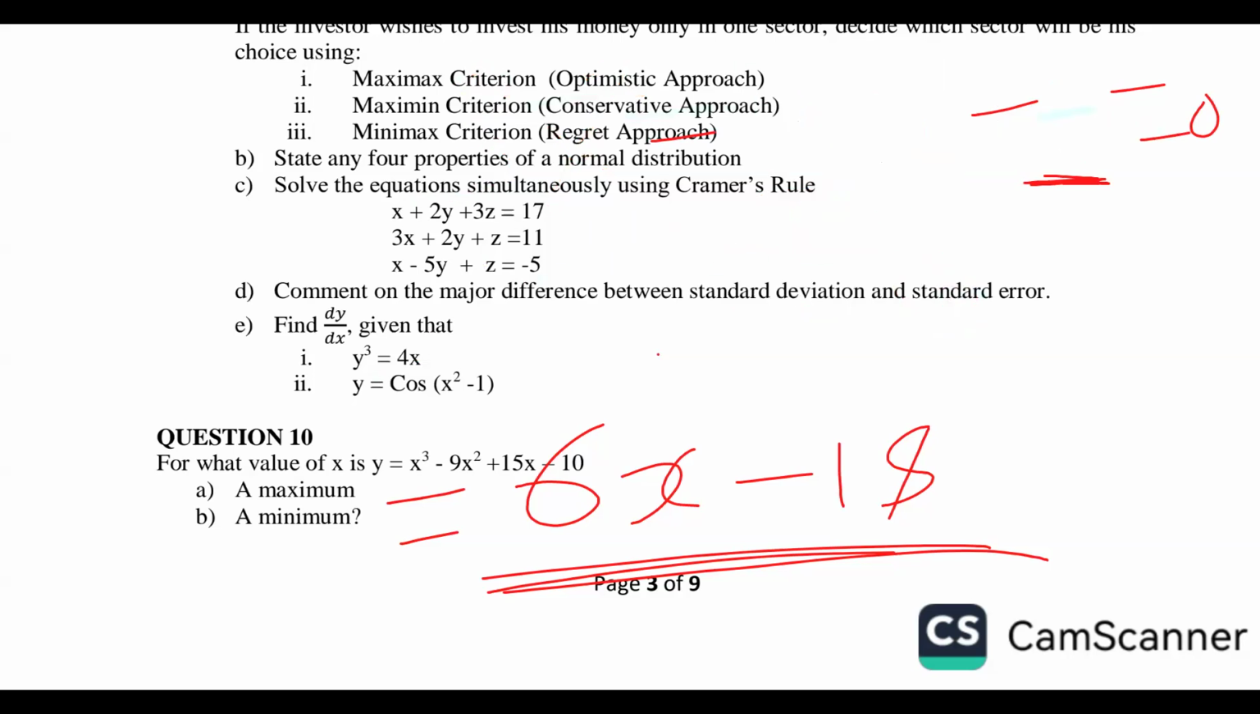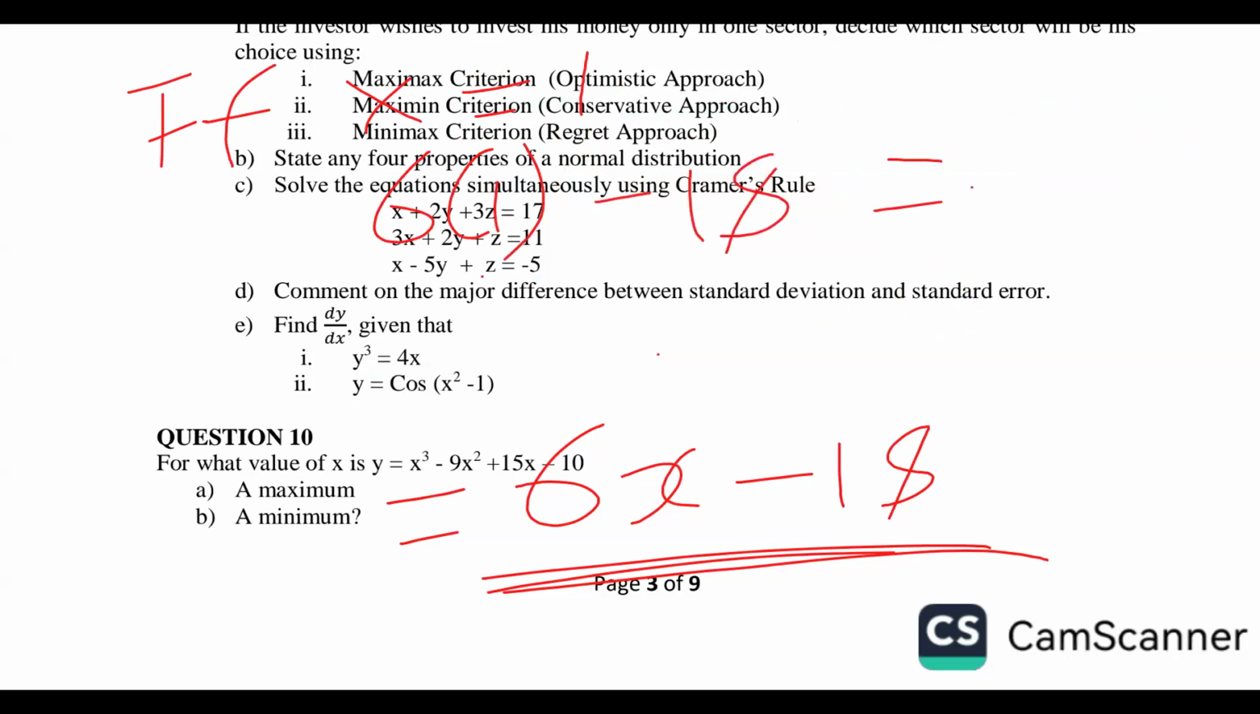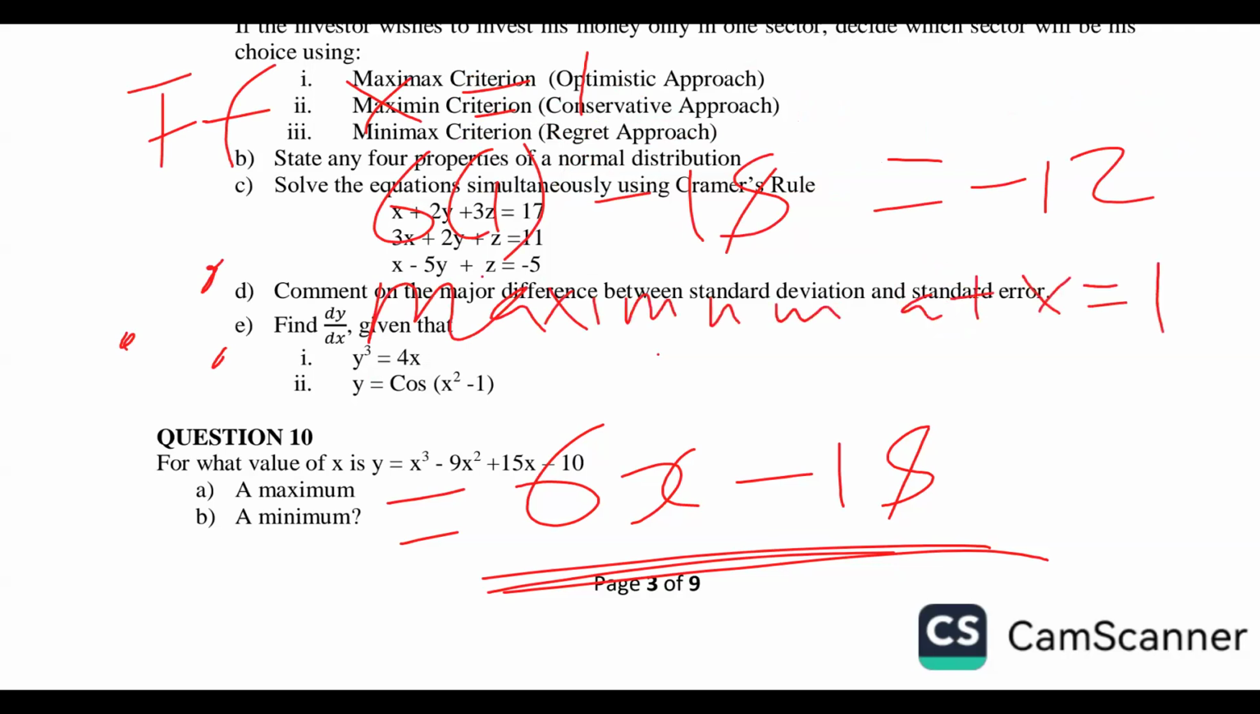The last step is to evaluate the critical values in the second derivative. If x is equal to 1, the first critical value, then we have 6 times 1 minus 18, which gives you negative 12. And so you can say, therefore, the function is maximum at x equal to 1, because if the second derivative is a negative number, that's a maximum.